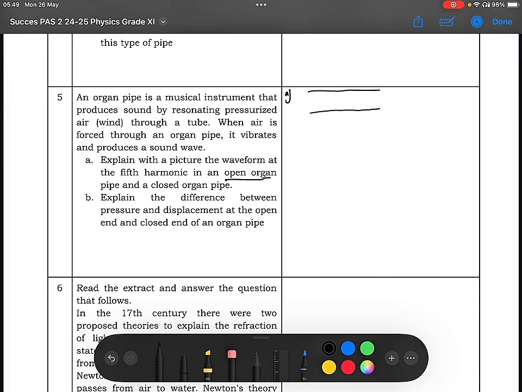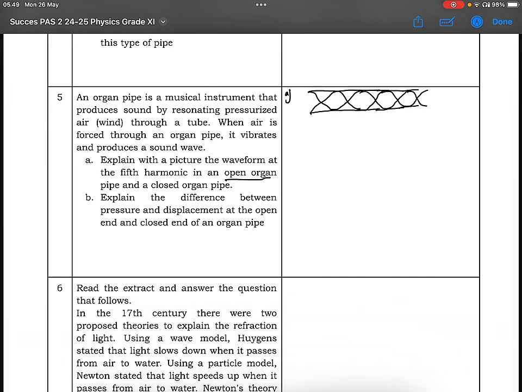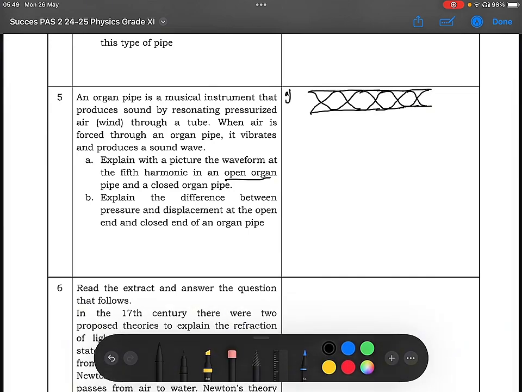Okay, open is the only open. 1, 2, 3, 4, 5. I'm sorry. Yes, it's the open.